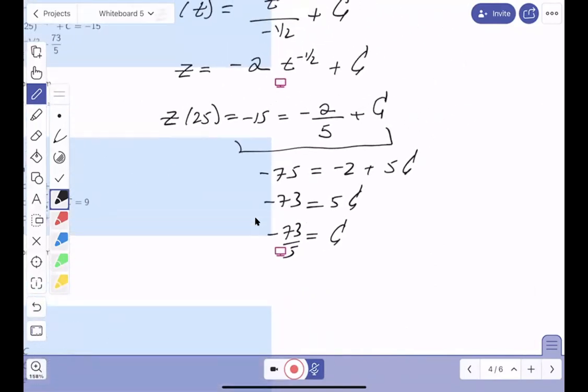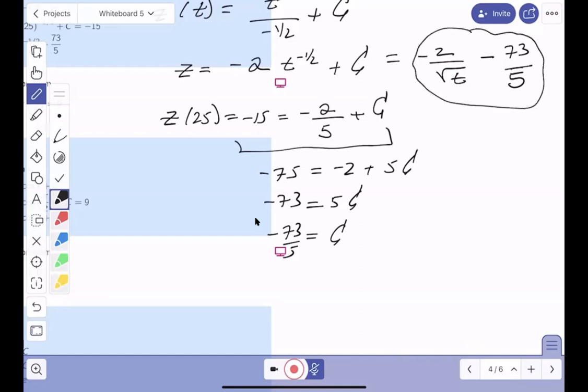So I think I know the answer over here. I'll write it down for you. So it's going to be, I know what c is, by the way. At least I believe I know what c is. So it's going to be minus 2 over the square root of t minus 73 fifths. All right, let me make a fraction more over there. I'm going to put a circle in this.